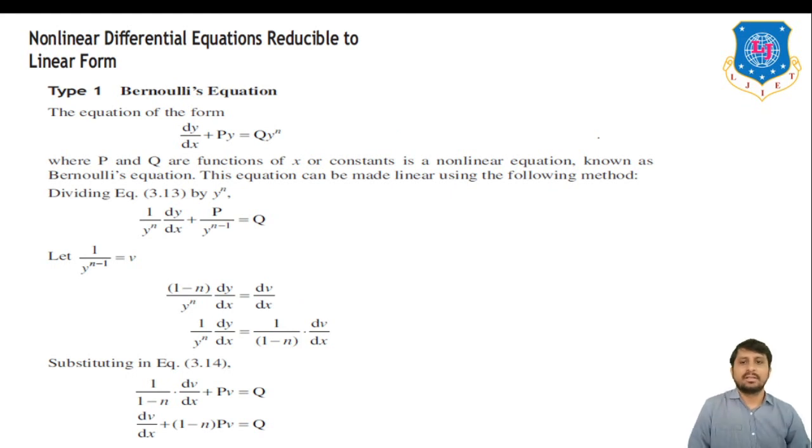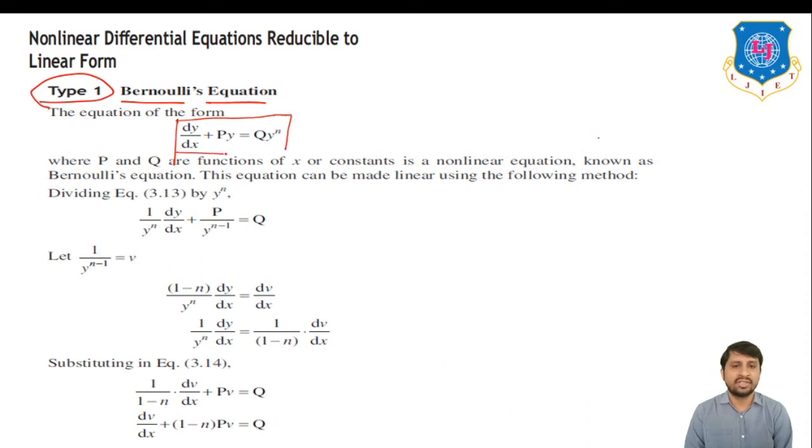Hello students. Now we are discussing Bernoulli's differential equation, type 1. In Bernoulli's equation there are two types, type 1 and type 2. You have to remember the general form of Bernoulli's differential equation type 1: dy by dx plus p of x into y is equal to q of x into y raised to n. Here p and q are both functions of x. This is the general form of Bernoulli's differential equation.